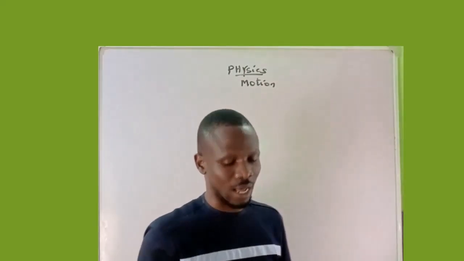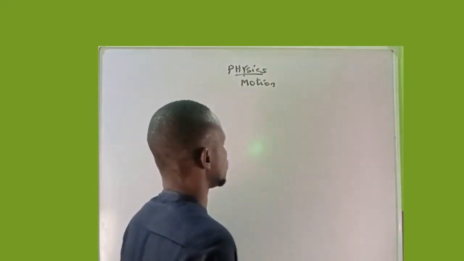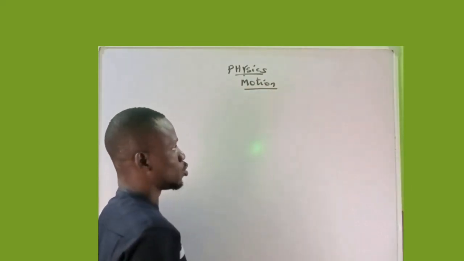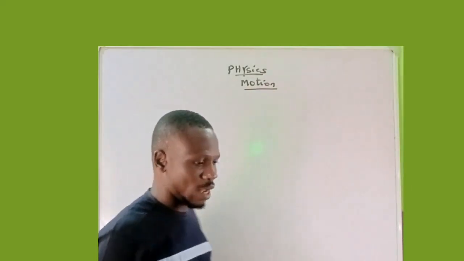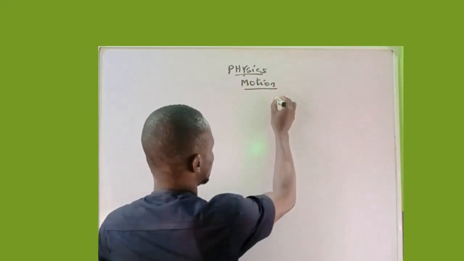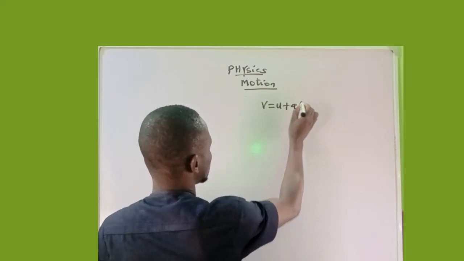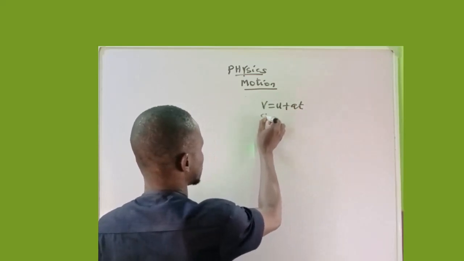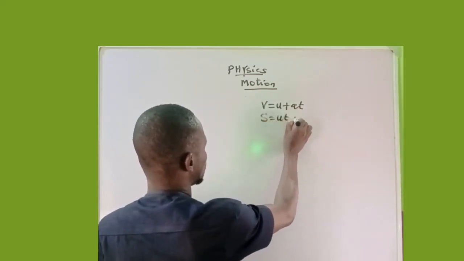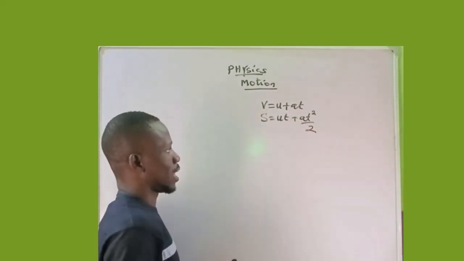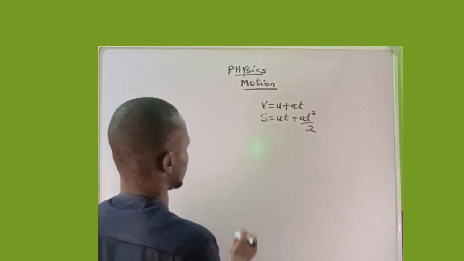Okay, in our last class, we were able to prove that we have three major equations of rectilinear motion. The first one is that V is equal to U plus AT. Second one is S equal to UT plus AT square over 2. Then the last one, let's prove the last one.